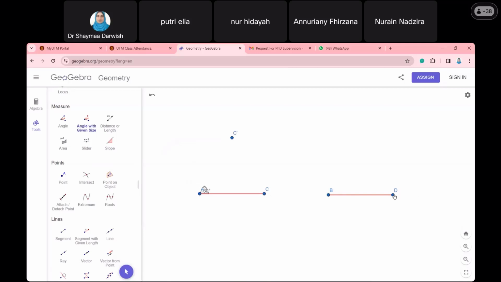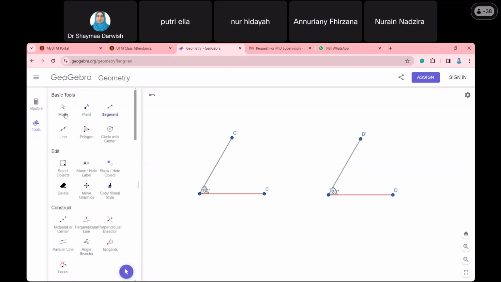60 degree. Here also same 60 degree. And I will draw AC and AD. They will be also in the same length. AC equal in length to BD. We can make this one in green to know that they are equal.